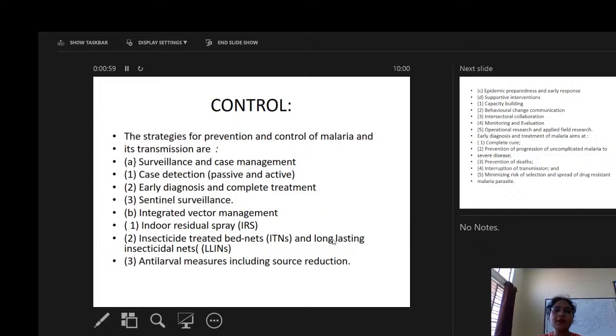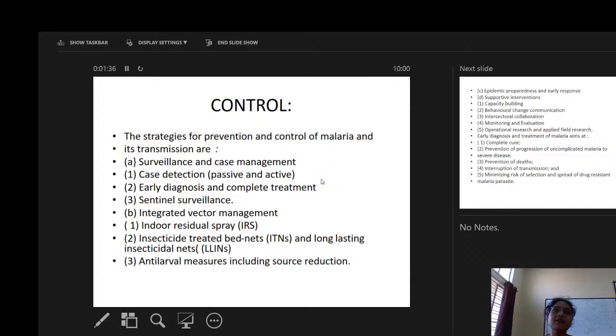Now surveillance and case management is important because, as we know, surveillance means we are trying to find out cases in the community. And case management means we have to treat the cases, not only finding the cases, but we have to know the treatment so that the transmission of the fever will be reduced. So like that we'll be reducing the case load. In surveillance and case management, we'll get case detection, which is passive and active.